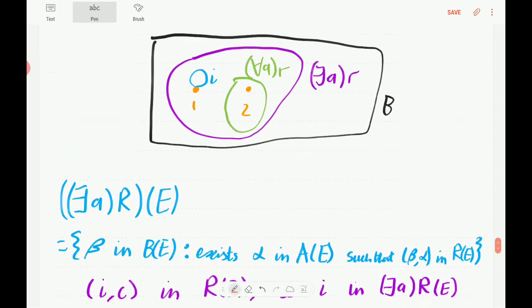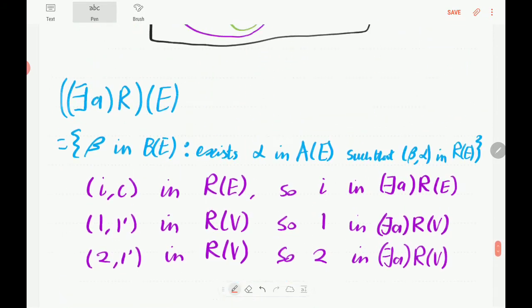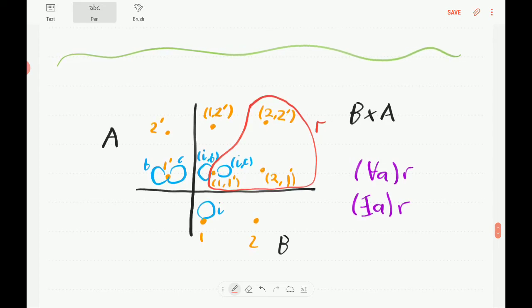And so let's now check, like I've illustrated here, that the only thing that's in for all AR is this vertex 2 here. Well, why is this vertex 2 in for all AR? Well, if we have a look at the picture, we see that vertex 2 is in this R relation with every vertex of A, okay, because (2, 1 dash) and (2, 2 dash) are both in R.